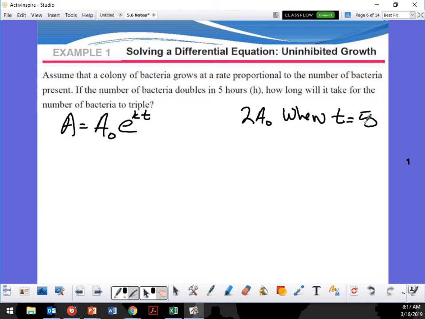Okay, how long would it take for the number to triple? It grows at a rate proportional to the number of bacteria. Okay, so a couple things I know: I have A sub naught when t equals 0, right? Okay, can I plug that in? Yeah, let's plug it in. Let's see what we get.